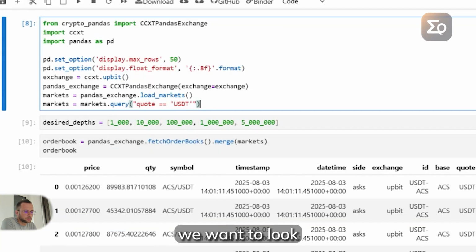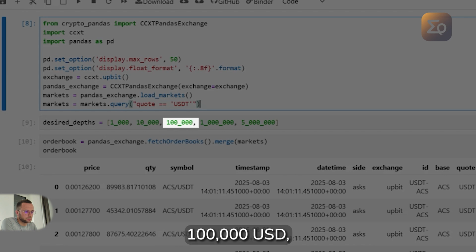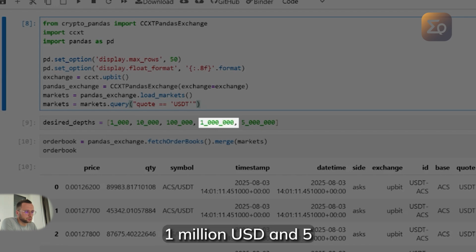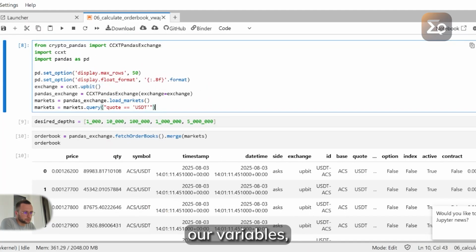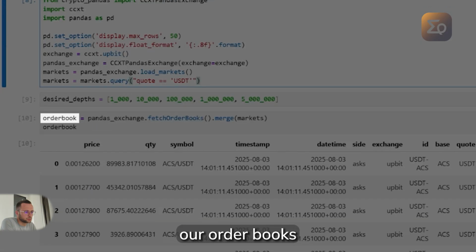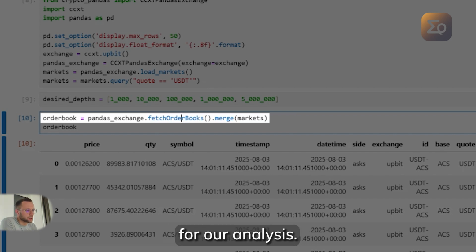Today, we want to look at the volume weighted average price, 1,000 USD down in the order book, 10,000 USD, 100,000 USD, 1 million USD, and 5 million USD down in the order book. Once we have defined our variables, we can fetch our order books using this fetch order books method from the pandas exchange class. And once we have received that data, we can also merge the data from markets so that we get some additional metadata which we will need for our analysis.